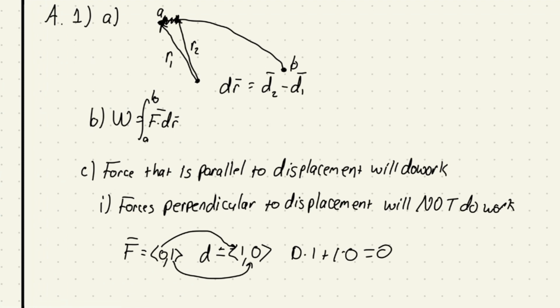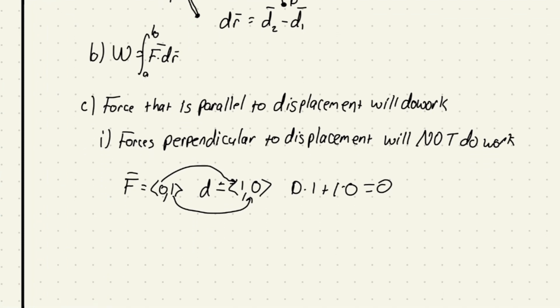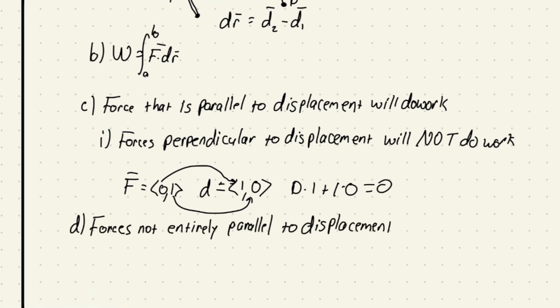So if the force is not parallel to the displacement, as in no part of that force is parallel to the displacement, it's entirely perpendicular, it will do no work. But if a force is not perfectly parallel, then it will still do work. So forces not entirely parallel to displacement can still do work. And the reason why they can do work is, well, let's look at a triangle.